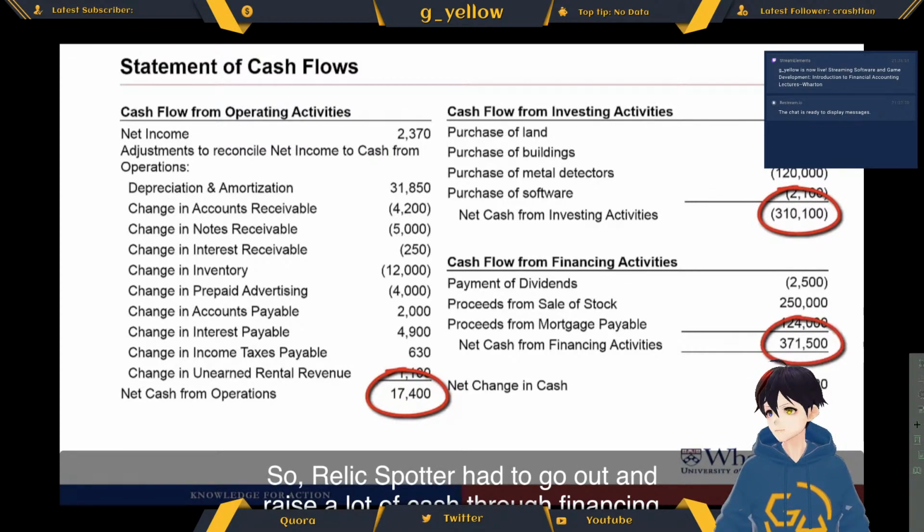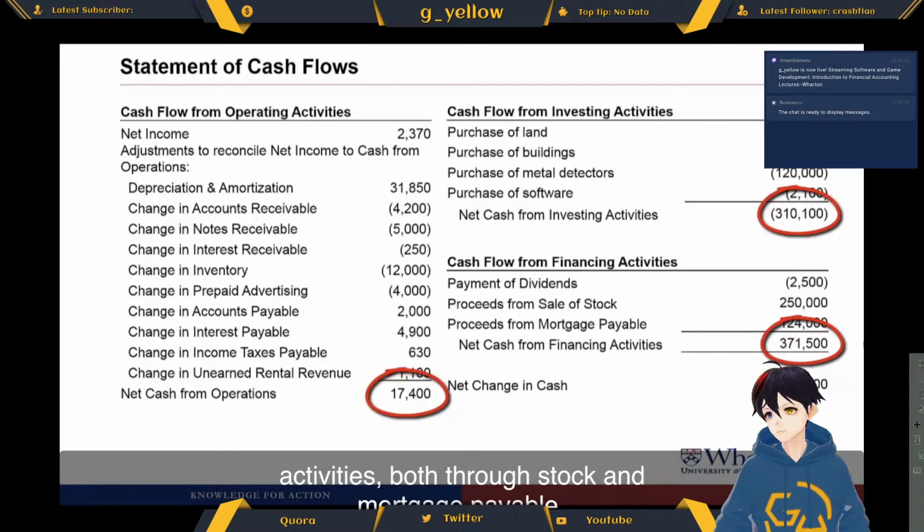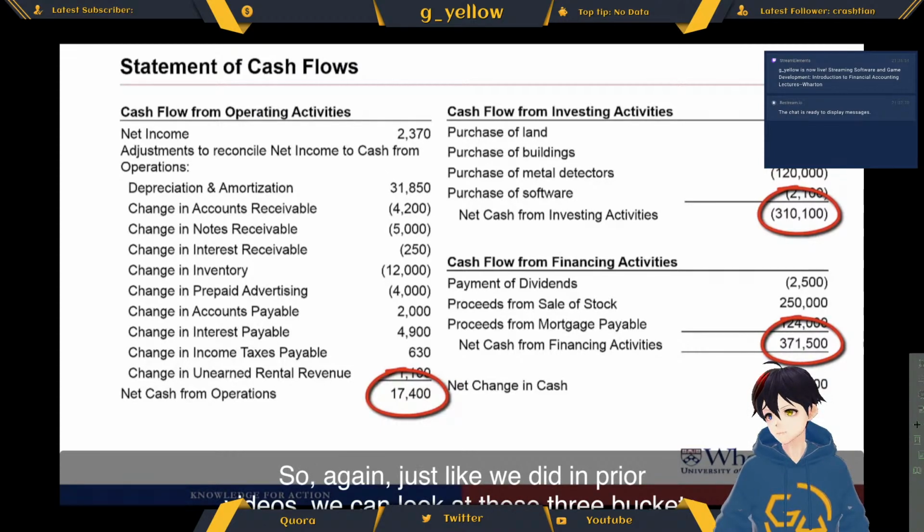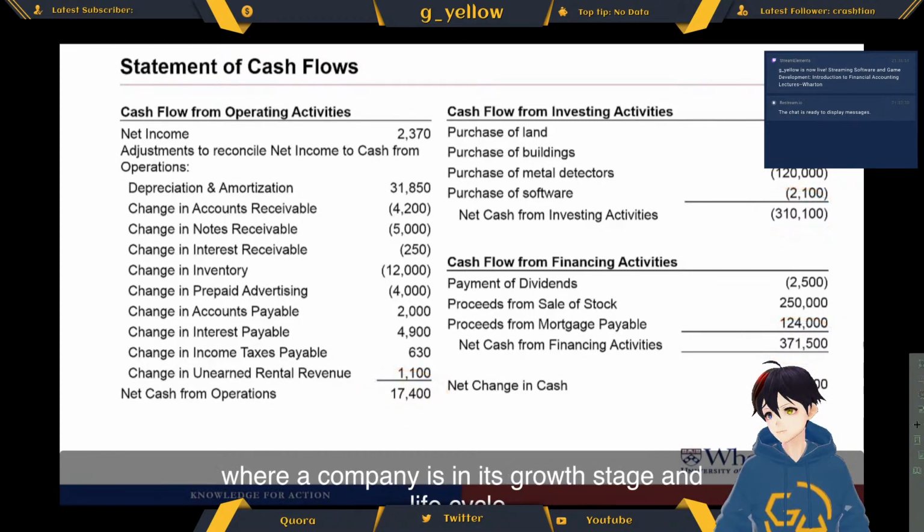So Relic Spotter had to go out and raise a lot of cash through financing activities, both through stock and mortgage payable. So again, just like we did in prior videos, we can look at these three buckets, operating, investing, and financing, to get a sense for where a company is in its growth stage and life cycle.